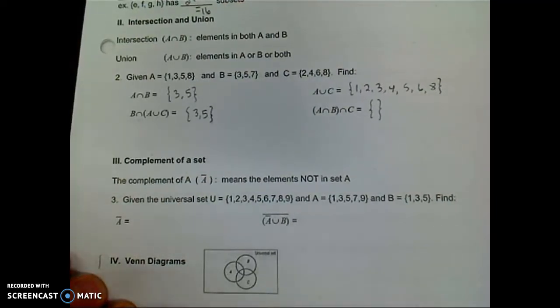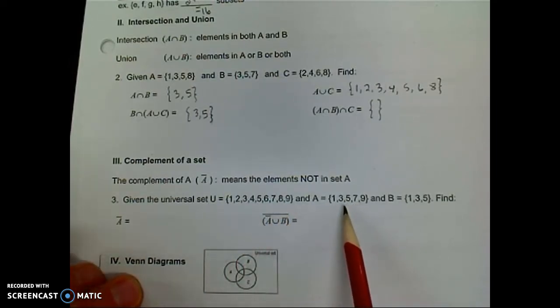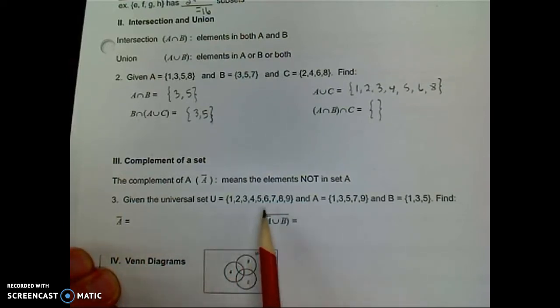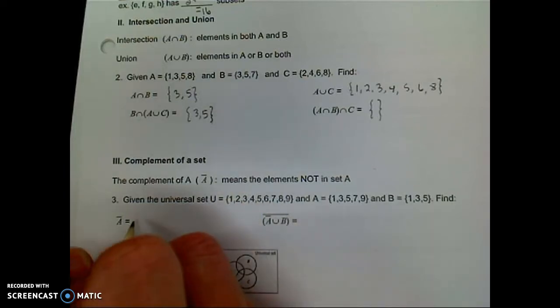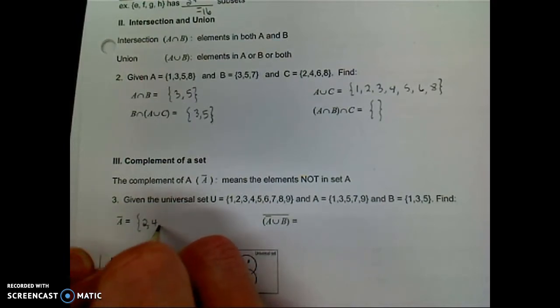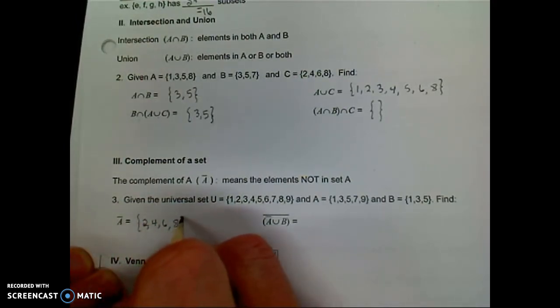We also think about the complement of a set, and we use a symbol with a straight line above the set name, which means the elements that are not in that set. So the complement of A would be the items that are not in A. So if we're given what's called a universal set, these are all the numbers that we're considering. If A is 1, 3, 5, 7, and 9, then the complement of A would be those items in our universal set that are not in A. So 1, 3, 5, 7, 9, all the odd numbers. So our complement would be 2, 4, 6, and 8.